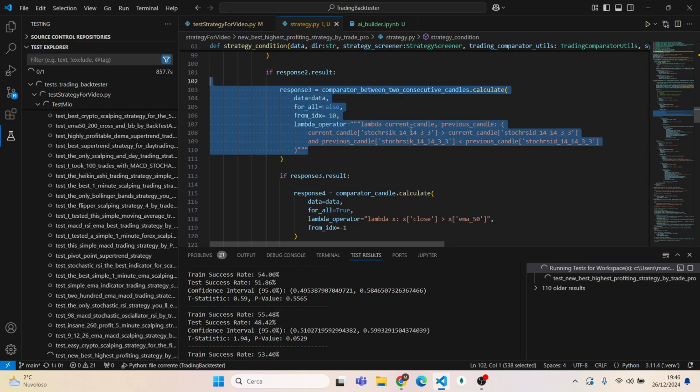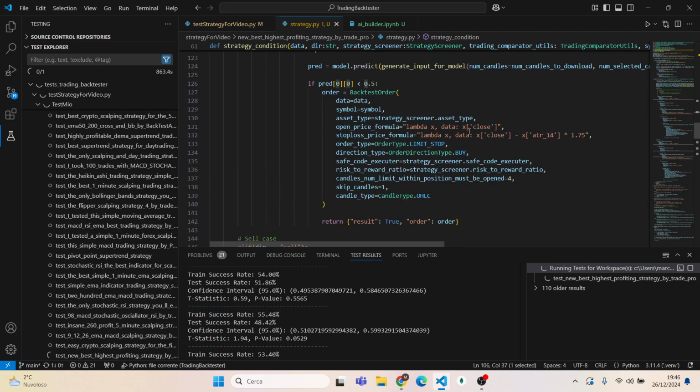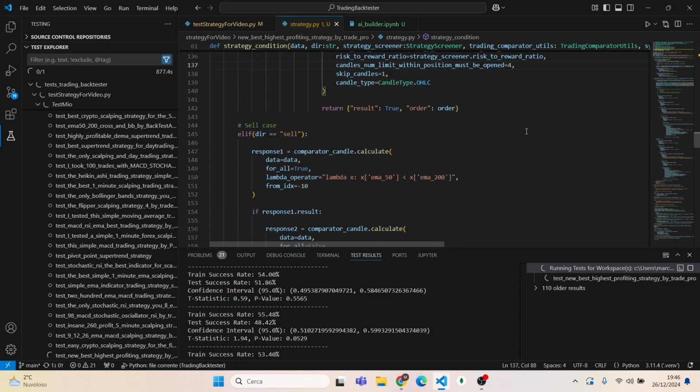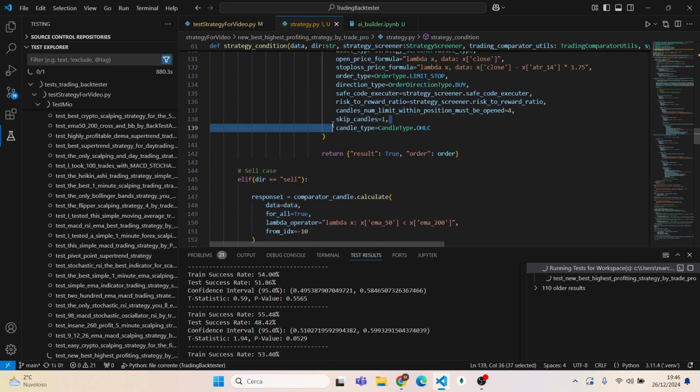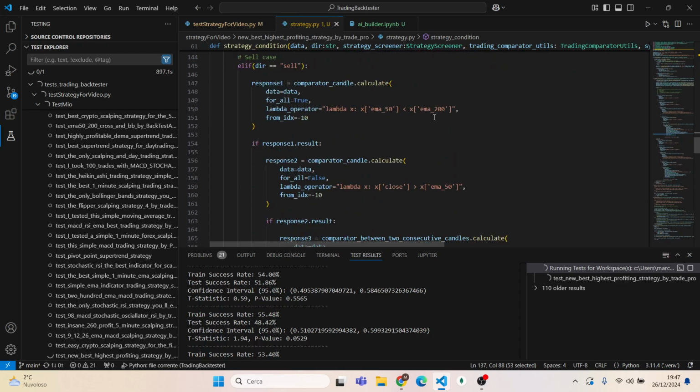And here is the condition for the stochastic RSI crossover in the last 10 candles. Here are the settings of the order: open price is the close of the last candle, and stop loss price is close minus ATR multiplied by 1.75 of the last candle in which the signal is generated. Okay, you must skip a candle, but the position must be opened within 4 candles from when the signal is generated. So the first one I will not open, and then the other 3 candles are available to open your position. Okay. Then we can see the sell code.